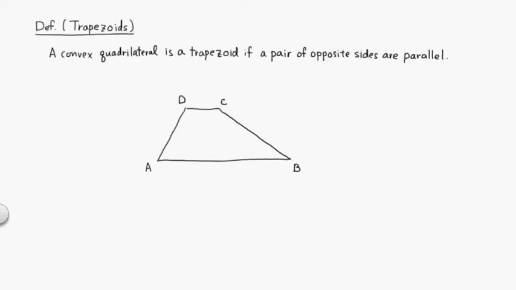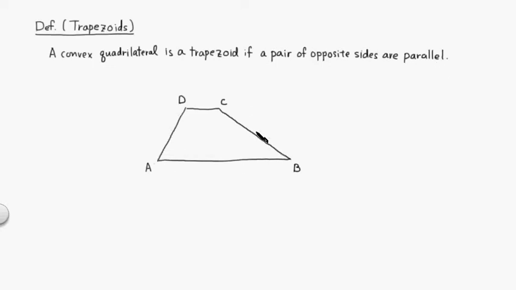Alright, let's look at the definition of a trapezoid. A convex quadrilateral is called a trapezoid if a pair of opposite sides are parallel. Right? Let's say, look at this picture.